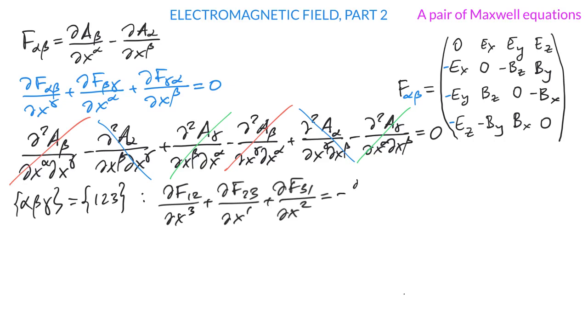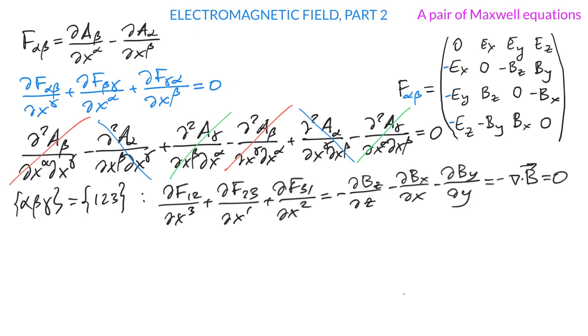What is it? F12 is minus Bz, x3 is z. So here we have minus dBz by dz. Second term, F23 is minus Bx, differentiated with respect to x. So minus dBx by dx. The third term, F31, is minus By. So you can see where it's going. Minus dBy by dy. This is simply the negative divergence of B, which is 0, according to this equation. So the divergence of B is equal to 0. It's one of the Maxwell's equations, and it comes from this identity directly.